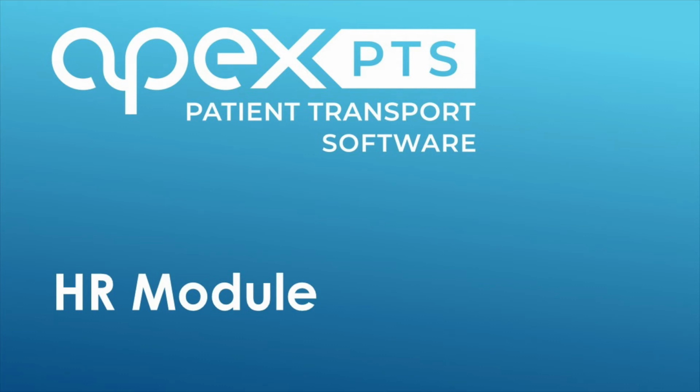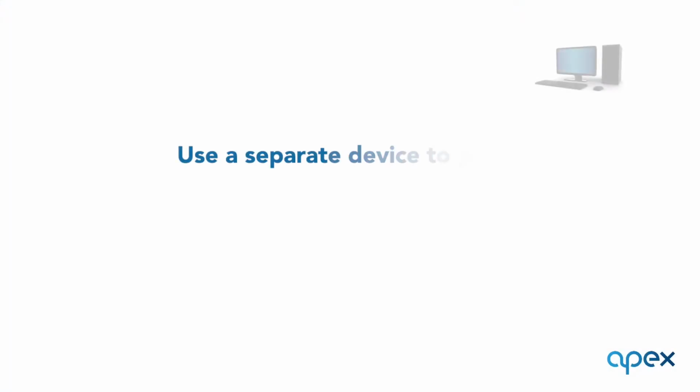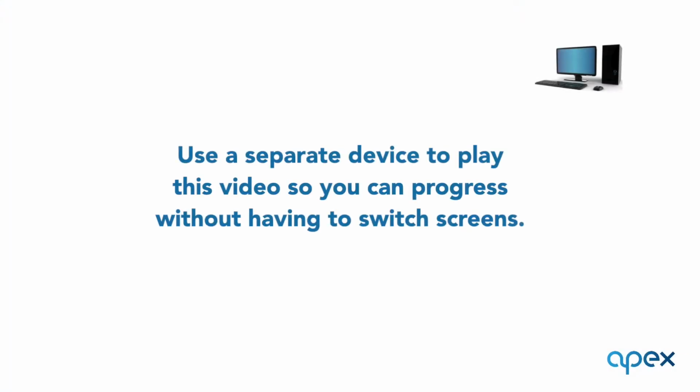This online tutorial module will cover the HR application. This module is part of the Apex Networks online training system for Apex PTS. We recommend you play this training video on a separate device to the one that you are setting your system up on. This will allow you to pause or rewind and keep pace with your progress without having to switch screens.